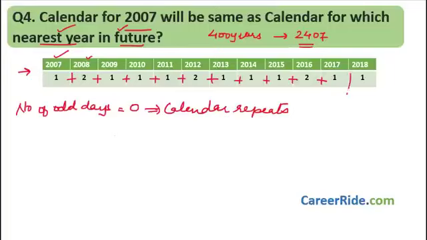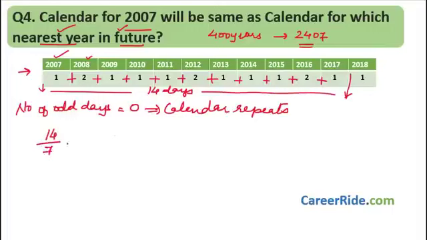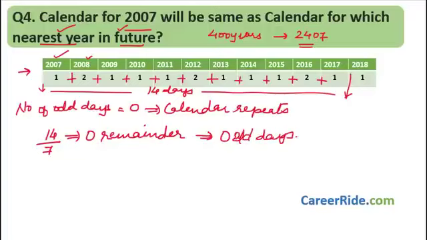So 2017, if you add from 2007 to 2017, you get a total of 14 days, right? And 14 can be completely divided by 7. It means it gives you 0 remainder, right? Which means it gives you 0 odd days, right? It means it gives you 0 odd days.